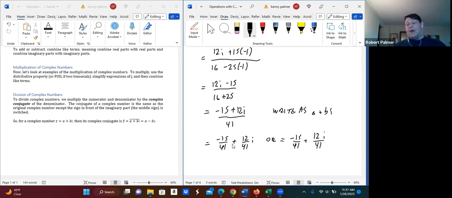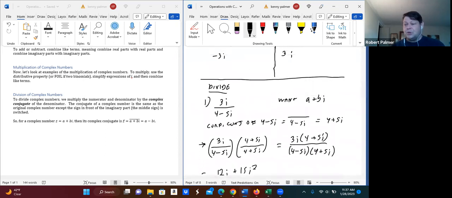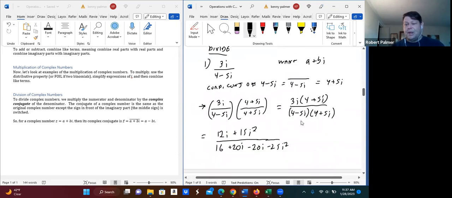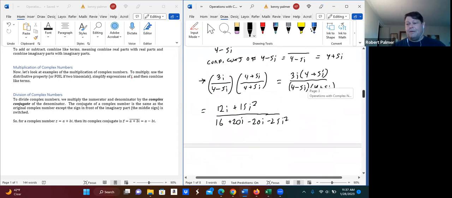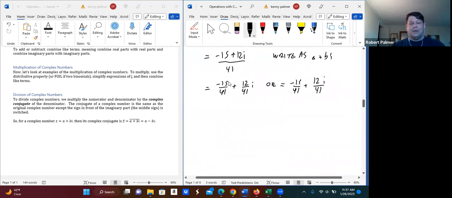Okay, so what happened is we divided. We took a complex number written like this, and then we showed that by multiplying the numerator and denominator by the complex conjugate of the denominator, what we get is an equivalent number that's written in a plus bi form. Okay, let's look at one more.